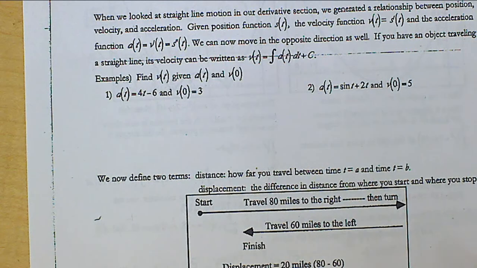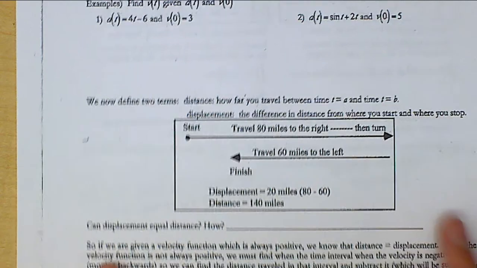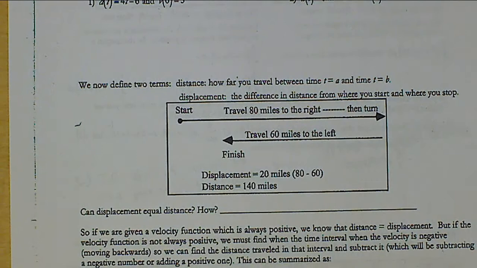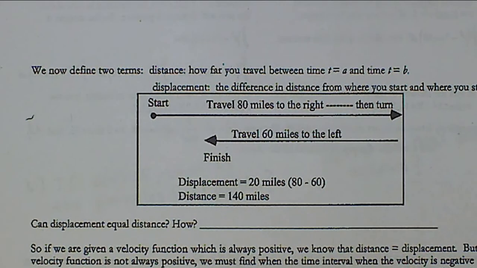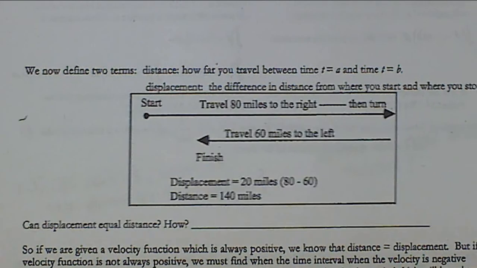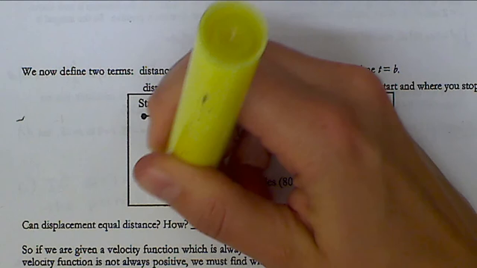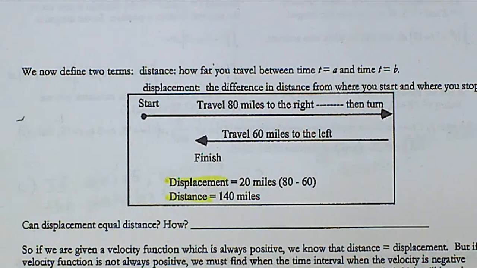Next, we're going to think about what happens when you take the integral of the velocity. And there are two things that you can find. And so we're going to start by defining two terms. Displacement and distance. You maybe have talked about displacement and distance in physics. We also talked about it first semester. But let's start with a scenario.